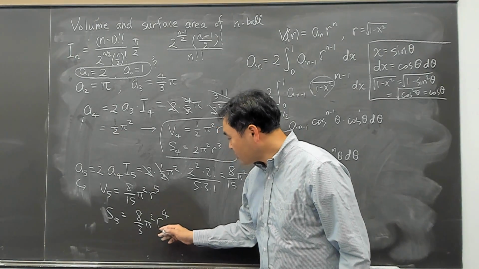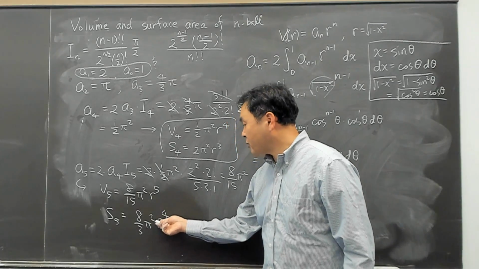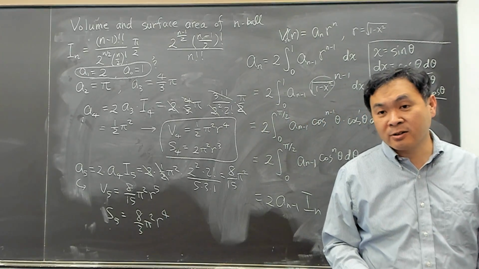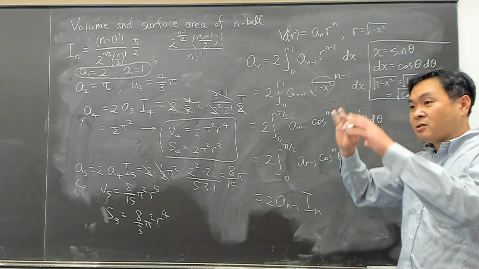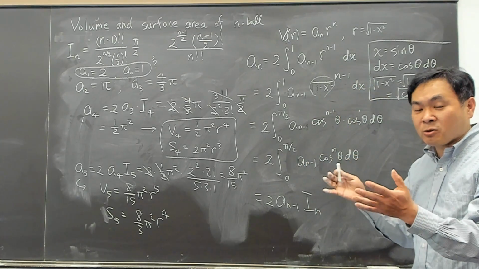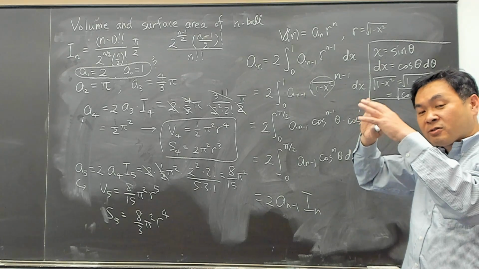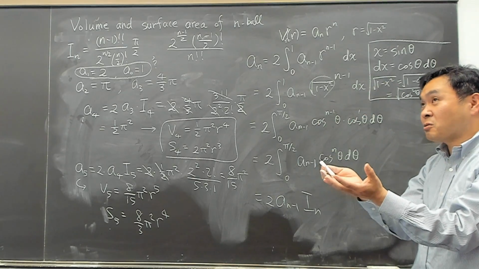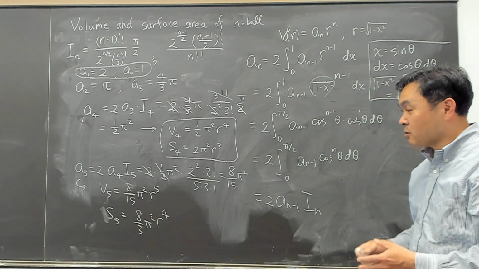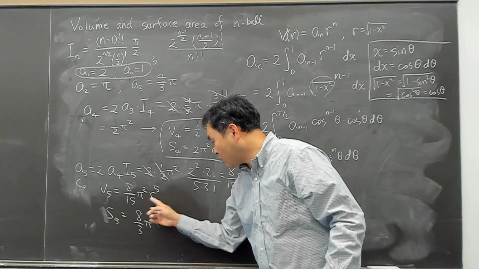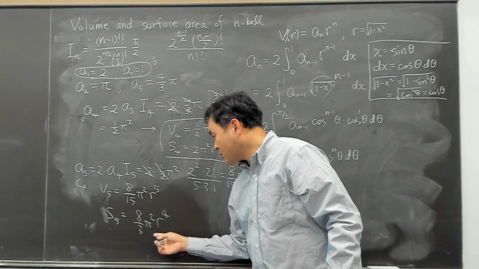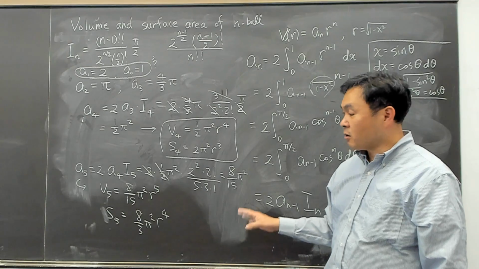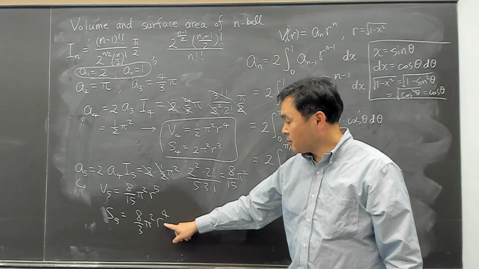Let me just say something here. Although this is the surface area of a 5-ball, this is also known as the 4-dimensional sphere. A sphere is the surface of a ball. A 2-sphere is the surface of a 3-ball, the usual ball that we have, and the surface of a 3-dimensional ball is 2-dimensional, right? So although I put a 5 here, this is really a 4-dimensional object. So this is the formula for the volume of a 4-dimensional sphere of radius r.